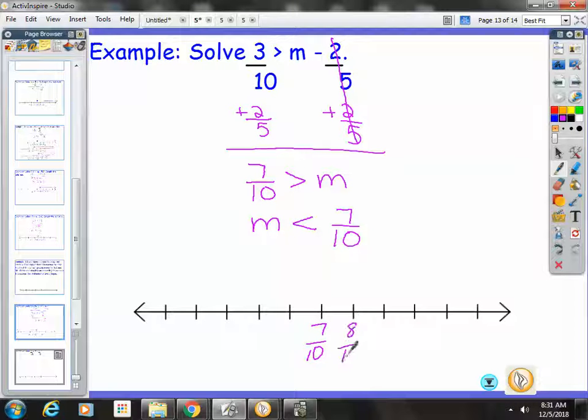Open circle at 7/10, and that graph is going to the left. That concludes our notes for today.